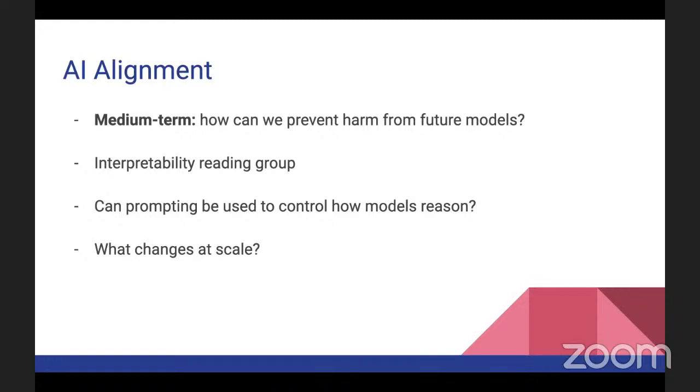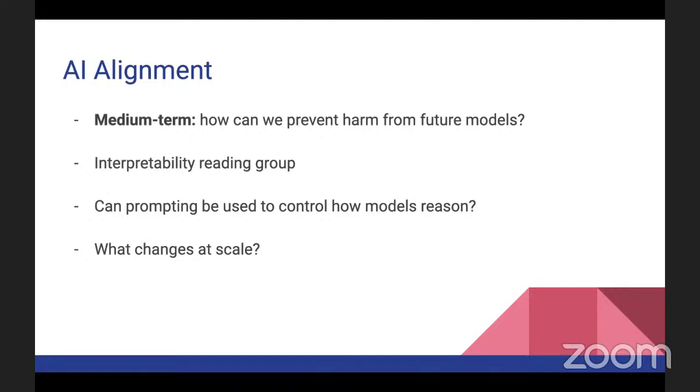At EleutherAI, the big thing that we're focused on is stopping the next big paradigm shift, or the next big harm, from catching us as much by surprise as the current generation caught us. So one of the big things that we focus on in this regard is interpretability. We want to be able to really get inside language models and understand how they make decisions and why they make those decisions. One of the things that we're really excited about is prompting.